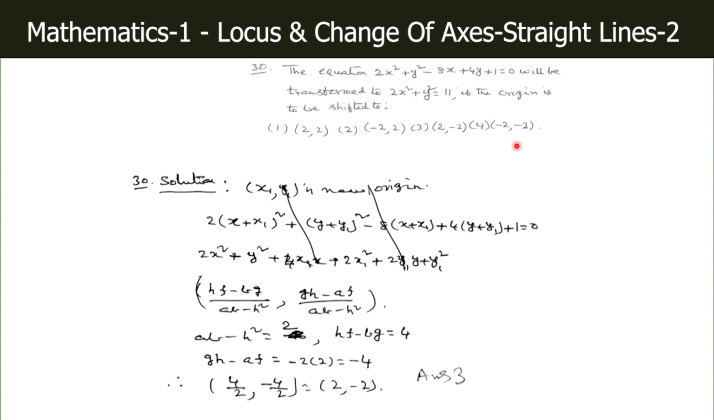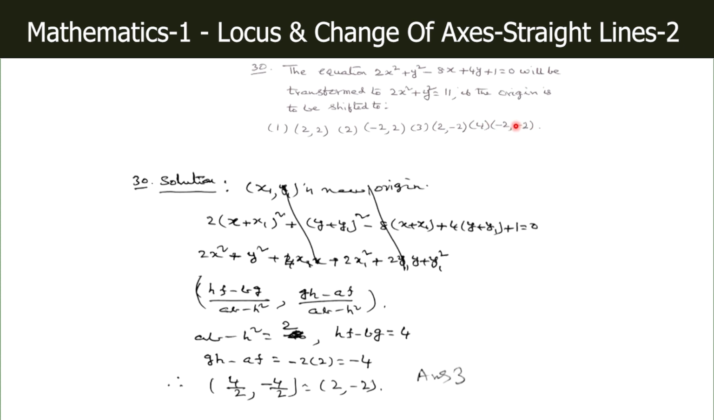Next, the equation 2x square minus 8x plus 4y plus 1 equal to 0 will be transformed to 2x square plus y square is equal to 11 if the origin is to be shifted to: option 1, 2 comma 2; option 2, minus 2 comma 2; option 3, 2 comma minus 2; and option 4, minus 2 comma minus 2.